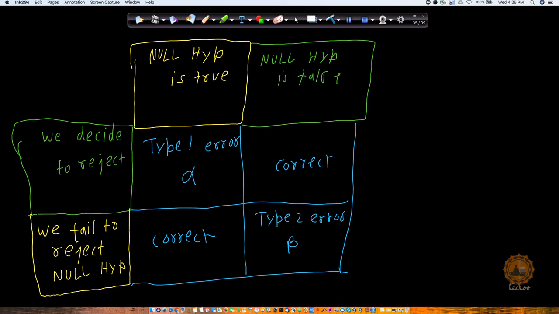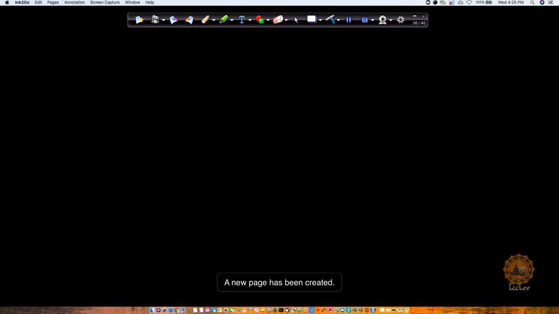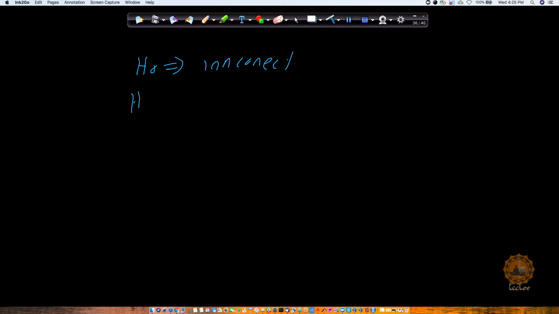You can think of it like this example. Let's say there's a criminal case where we are going with a null hypothesis that he is innocent. He is an innocent person, and the alternate hypothesis is that he is guilty. Now in this case, what will be your alpha? What is going to be your type 1 error?